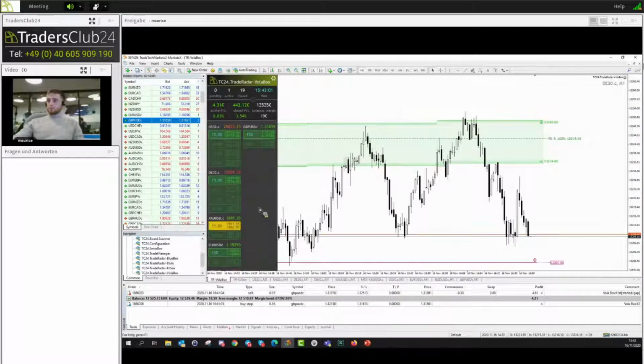Going back to the Vola box, we can have up to eight different market pairs inside the Vola box at one time.